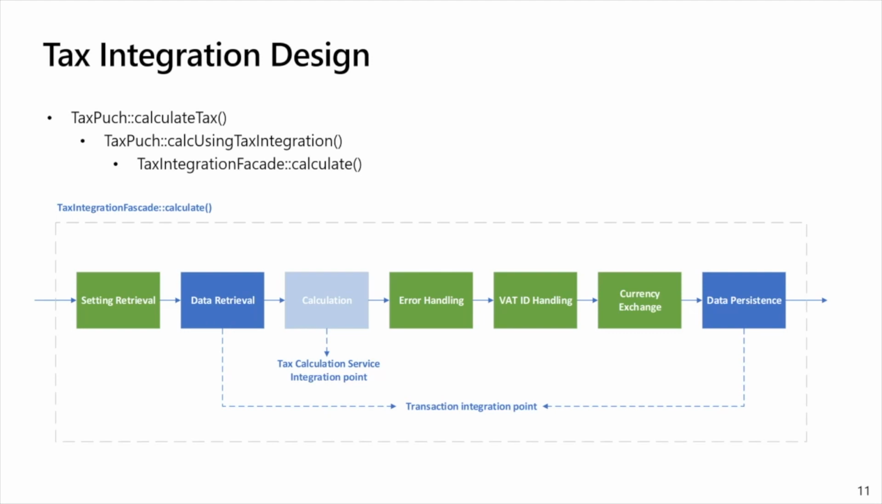The first block is setting retrieval. It will retrieve the tax parameters from FNO into a mechanism that will host the object. There will be an object called the tax document integration document, which will save all the settings. Then the next stage is data retrieval.